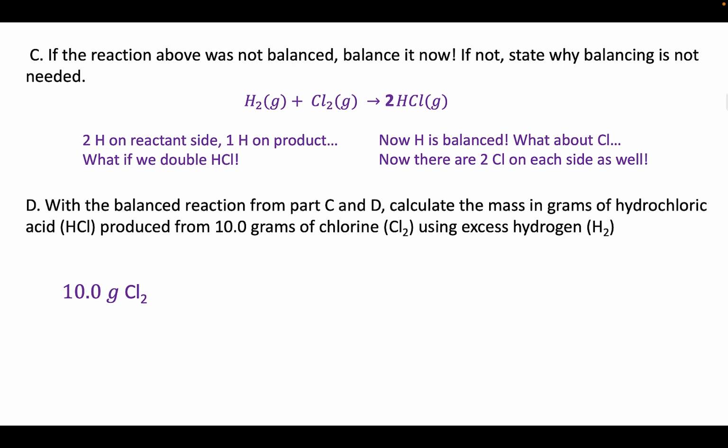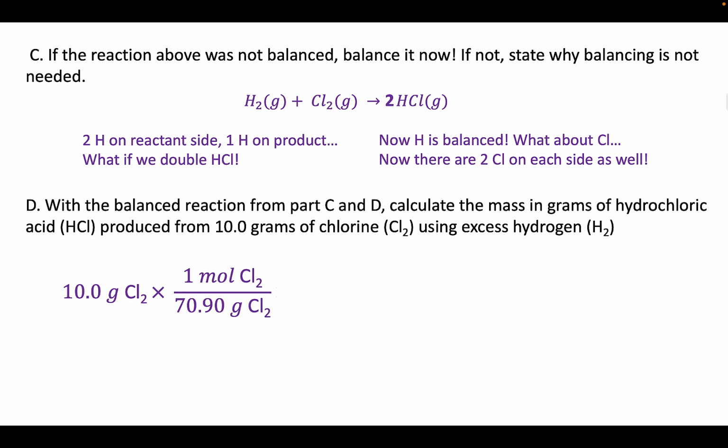So the first thing we need to do is we need to convert this grams into moles. And we do that with the molar mass. We calculate this by saying, well, there's 2 chlorines. Each chlorine has a molar mass equal to its atomic mass from the periodic table. So we get chlorine's atomic mass, we double it, and that gets us 70.90 grams per mole for chlorine, and we apply the dimensional analysis that we've been working on so far.